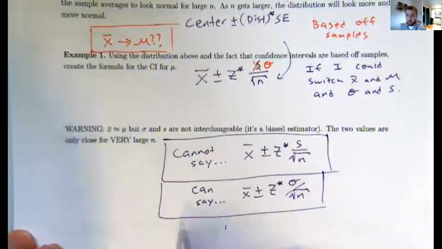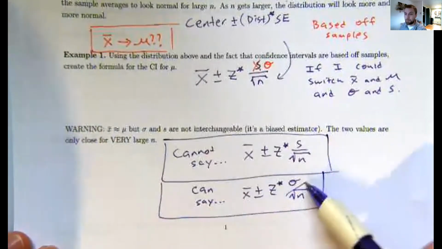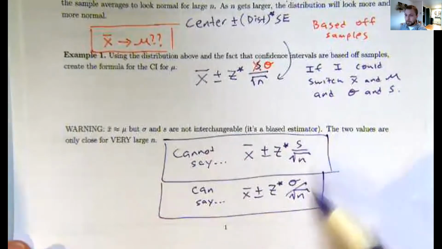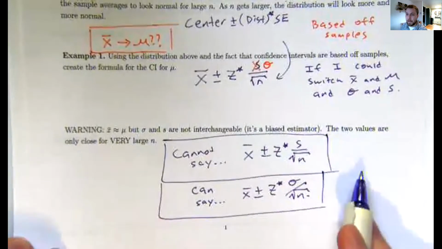So if I want to know what the population average is, unfortunately, I need to know the population standard deviation. But I can only find the population standard deviation if I know the population average. So this might be true, but this is also the most useless formula I could possibly have.